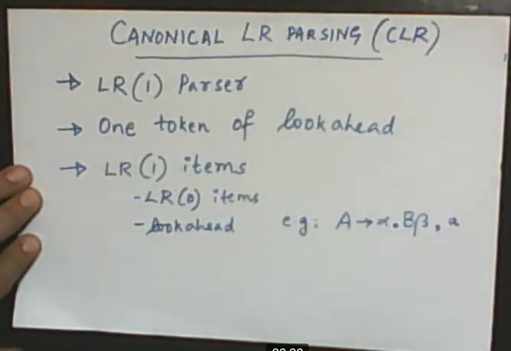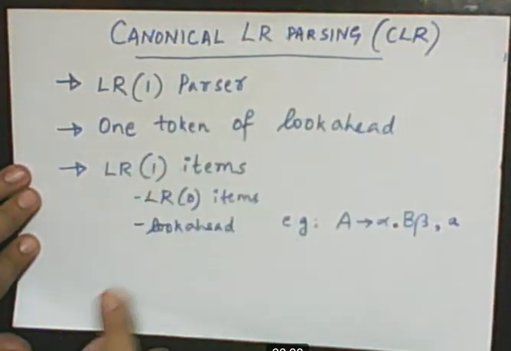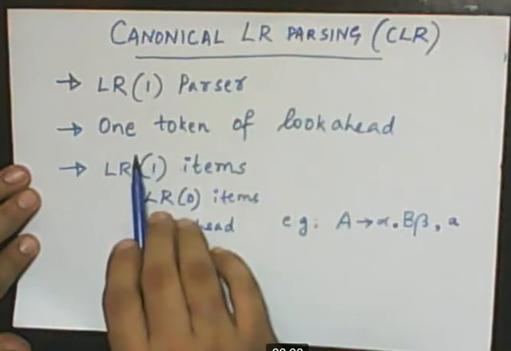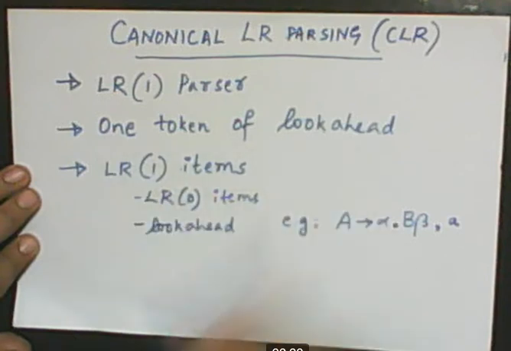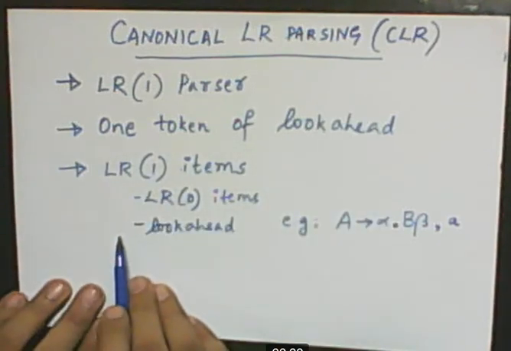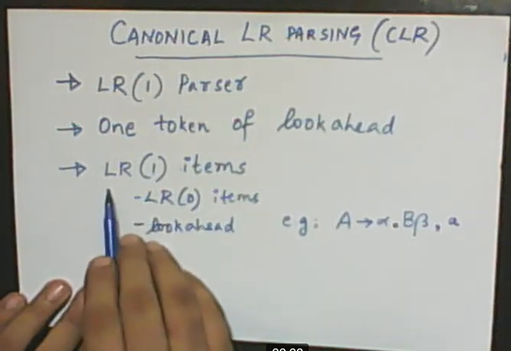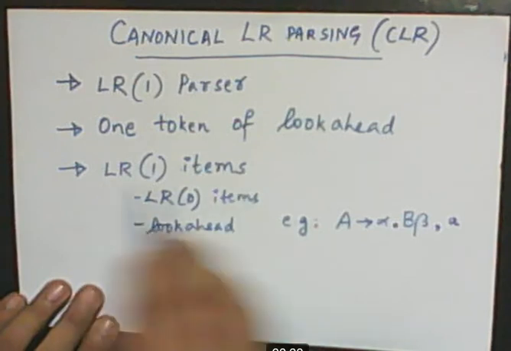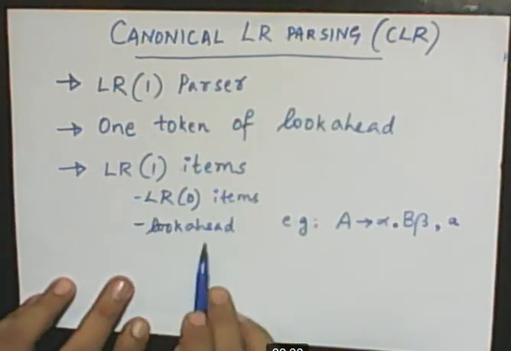So we have canonical LR parsing, otherwise called CLR. It is an LR1 parser. So there is one token of look ahead. This 1 stands for one token of look ahead. So instead of LR0 items as in SLR and LR0 parsers, you have LR1 items here. So an LR1 item is a combination of an LR0 item and the look ahead. So look ahead also will be considered.